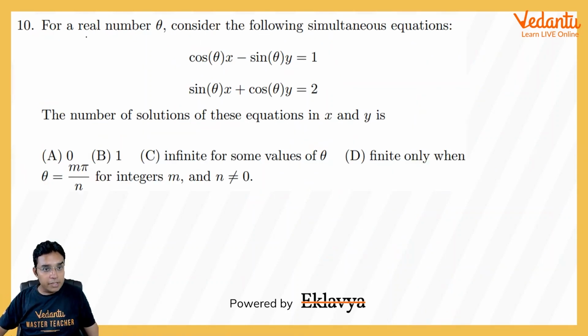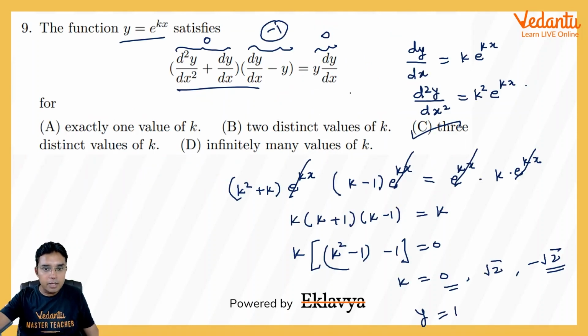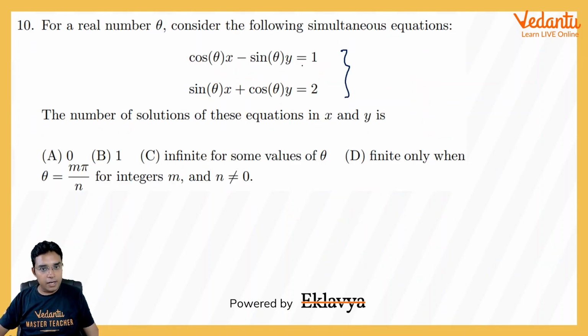Now coming to the 10th question, it says for a real number theta, consider the following simultaneous equations. Cos theta x minus sin theta y equal to 1, sin theta x plus cos theta y is equal to 2. Number of solutions of these equations in x and y is. Dear all, please understand, I can think of these two as straight lines. And at how many points they are going to cut will determine whether there will be 0 solution, 1 solution, infinite solutions or finite solutions.